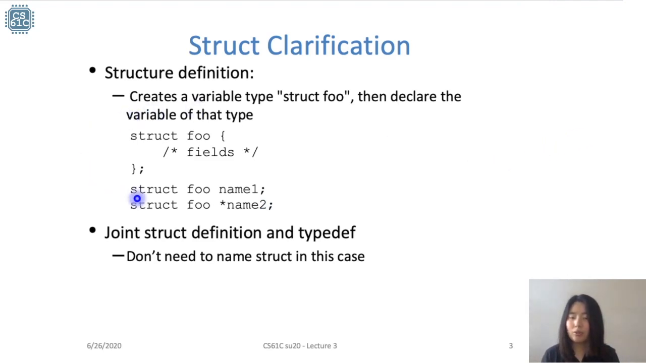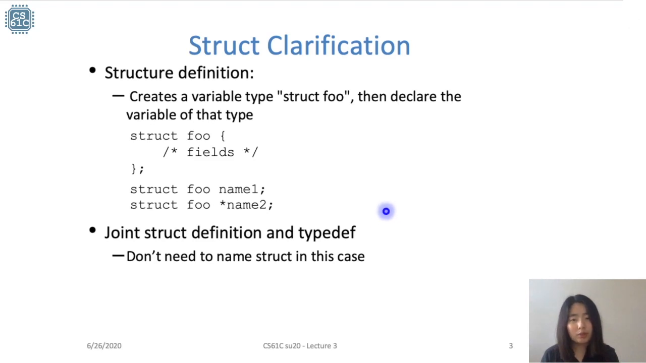This is an example of how we normally define a struct. First, we create a variable type called struct full in this case, then declare a specific variable by doing struct full, then the name of the variable. We have name 1 here. We can also put a star in front of it. That makes name 2 a pointer. One thing to note is that struct full or full is not a variable, but more like a variable type.